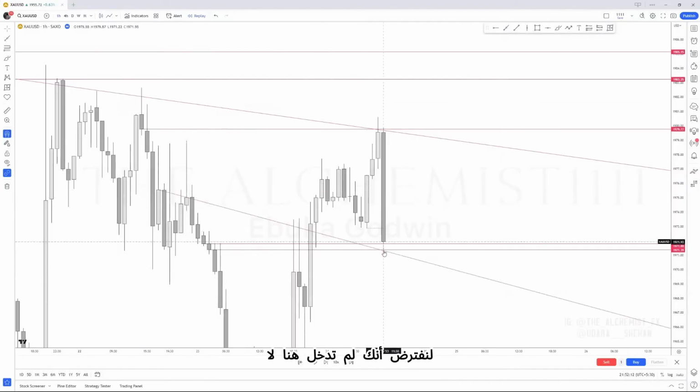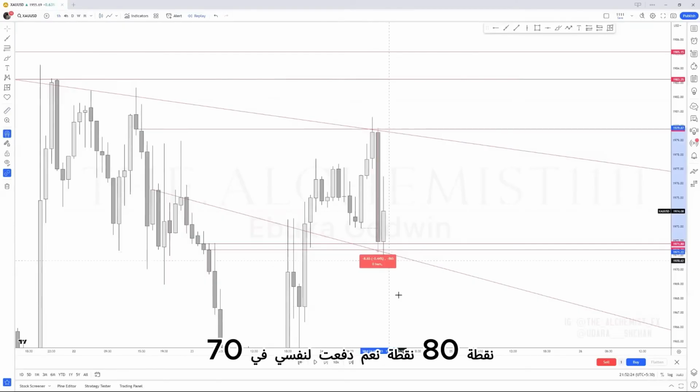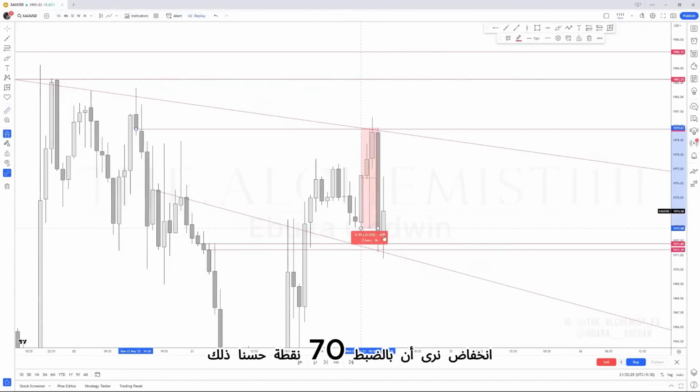Let's assume you did not enter here. No problem. After the rejection, what do? Buy it. Boom. See how interesting this gets? Look how quick the sell was. From here to here, 70 pips, 80 pips. Yeah, I paid myself at 70 pips because I paid myself at the Asian low. See that? Exactly 70 pips. Okay, so there we go.